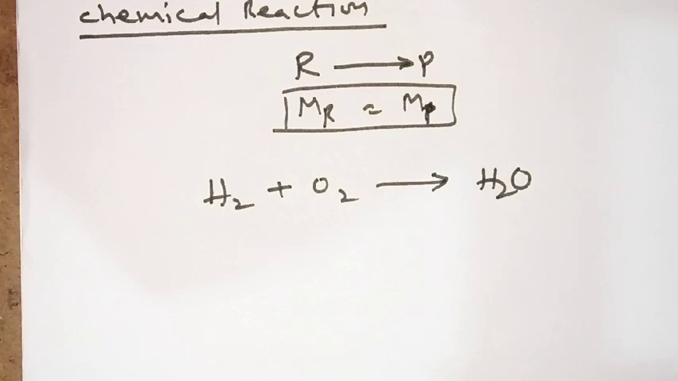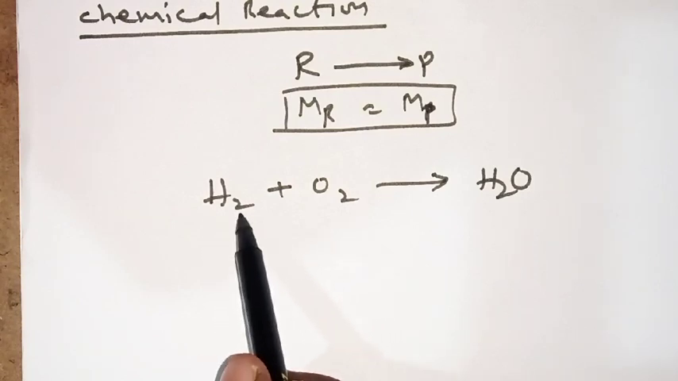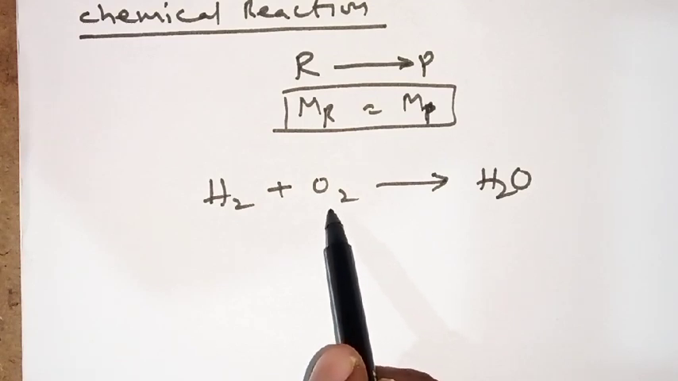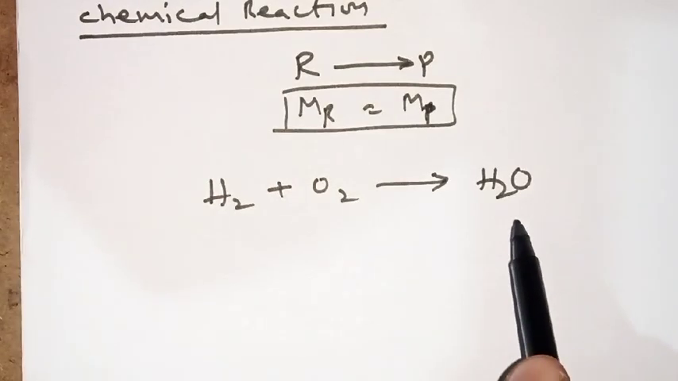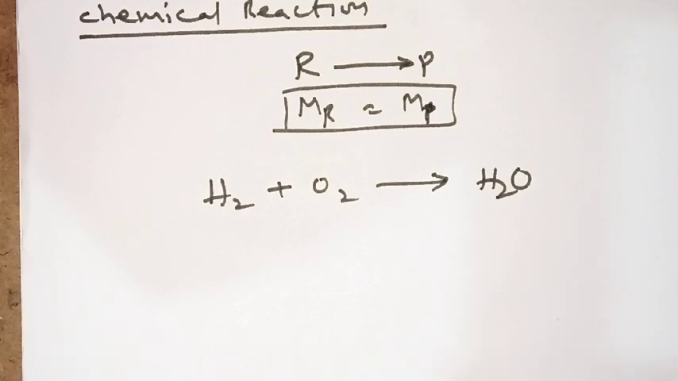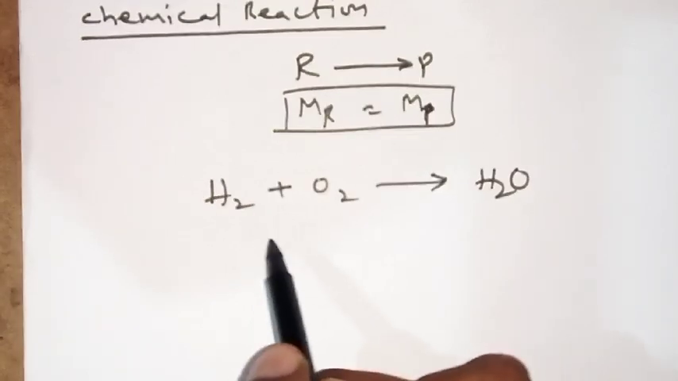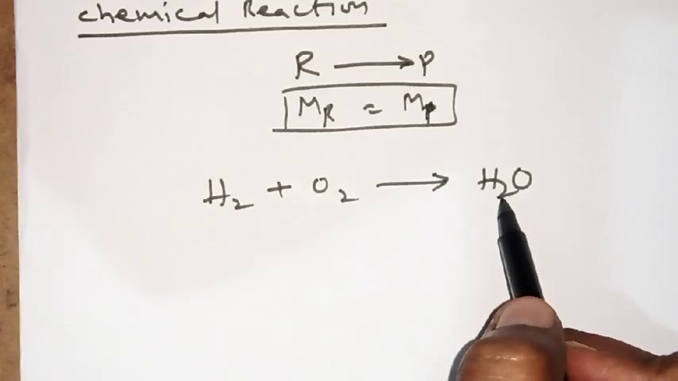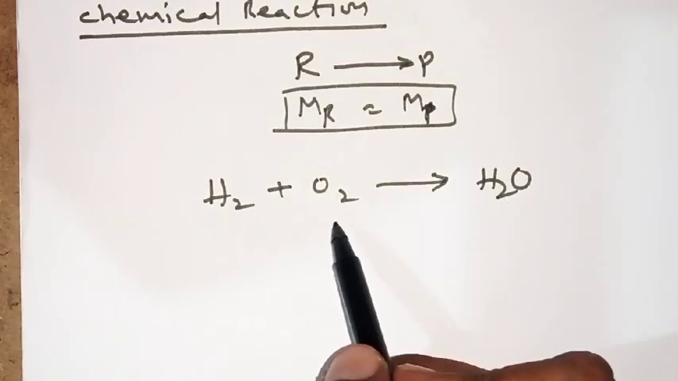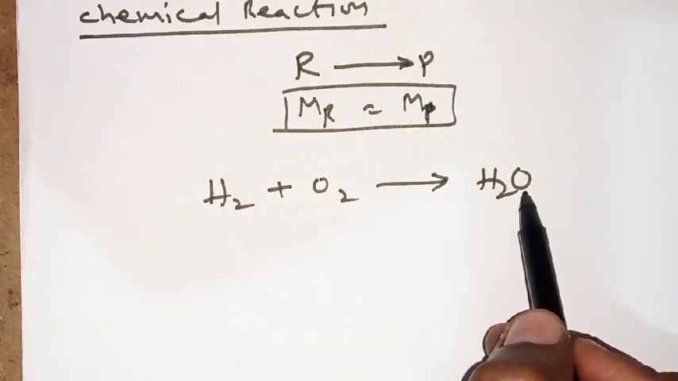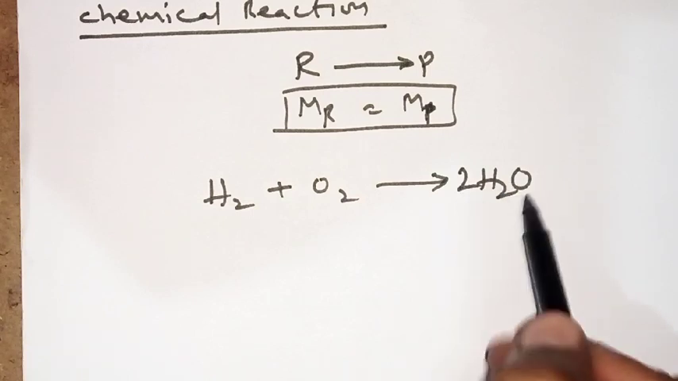Now, if you look at the reaction, in the reactant side there are two hydrogen atoms, otherwise one hydrogen molecule, and two oxygen atoms, or one oxygen molecule. In the product side, it is H2O, one molecule of H2O, otherwise two atoms of hydrogen and one atom of oxygen. On the left side two hydrogens, on the right side two hydrogens, so hydrogen is balanced, no problem. What about oxygen? Left side two oxygens, but right side only one oxygen. That is why just put 2 here, then oxygen is balanced.